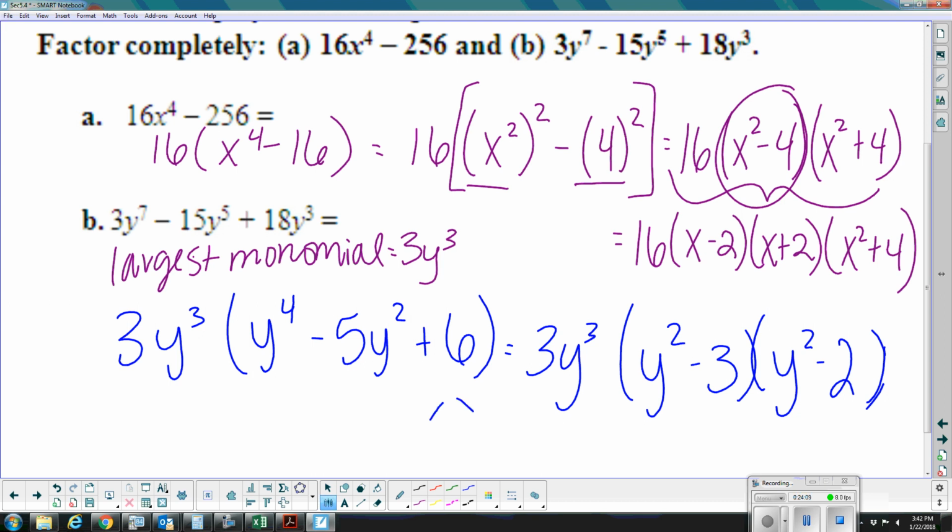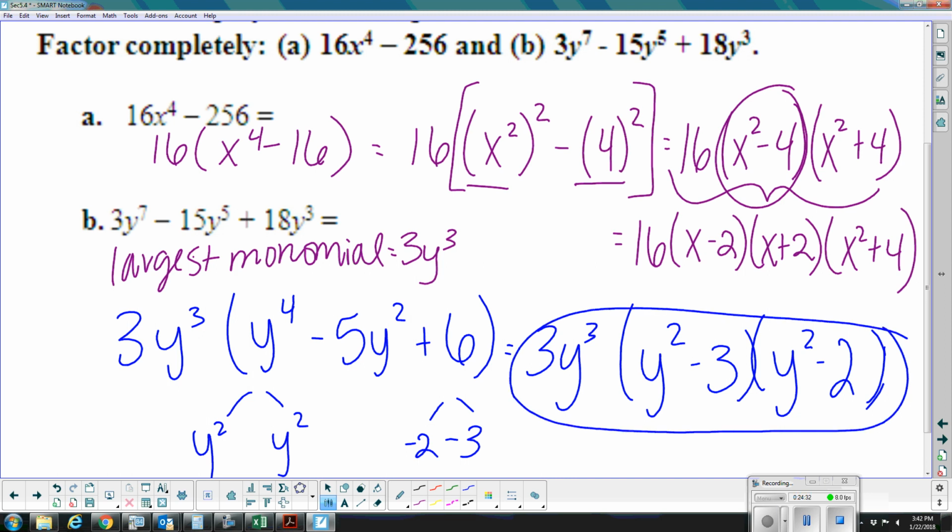Because factors of 6 are 2 and 3, or negative 2 and 3. Factors of y to the fourth are y squared and y squared. So we want our m and n to add up to negative 5. So we need to use those negative factors of 6. So then this is our final answer.